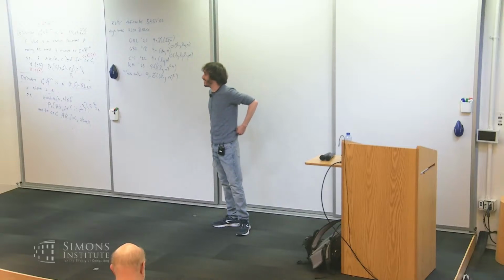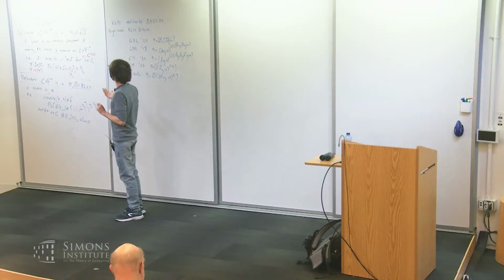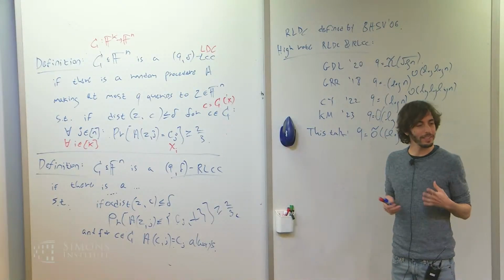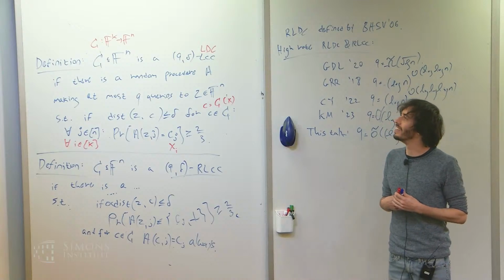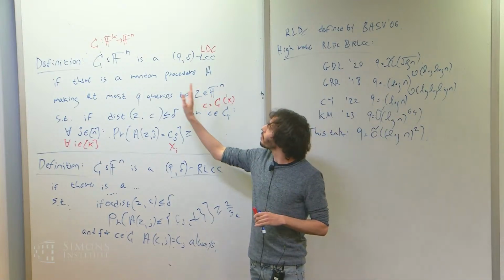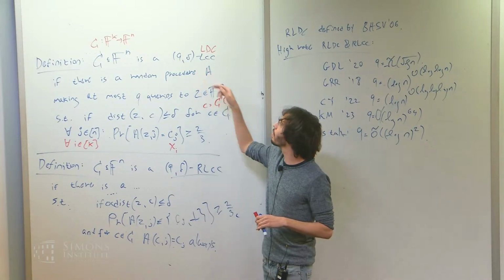Hi. As Yuval said, this is joint work with Gil Cohen. Luckily, the previous talk already defined and motivated. Even so, I wrote it down. So this is the definition for a locally correctable code, a (Q, delta) locally correctable code.